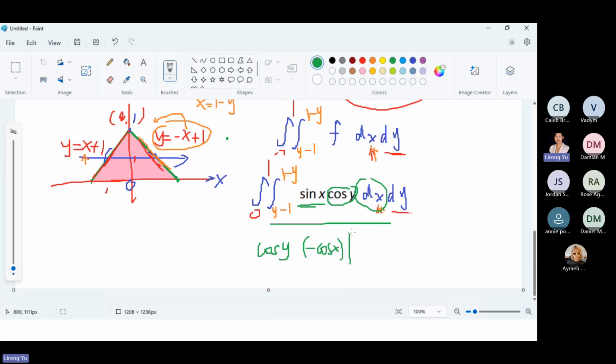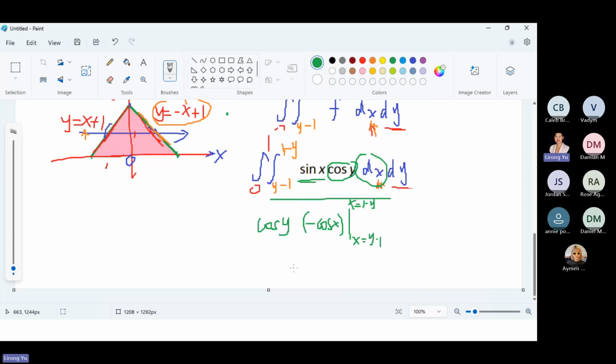And then we put in the integration limits: x equal to 1 minus y, and then x equal to y minus 1. Okay, so this is the integration of the inner layer. Putting the upper limit and lower limit, we will have cosine y times negative cosine of 1 minus y, minus negative, which is positive cosine of y minus 1. So if you enter the upper limit and lower limit values for cosine, this is what we have.